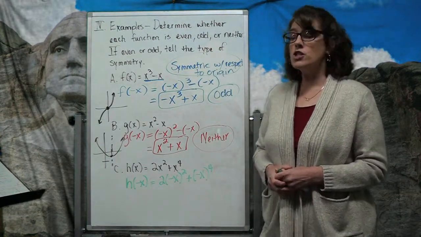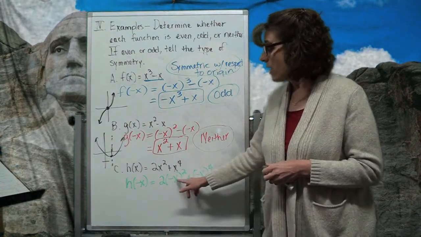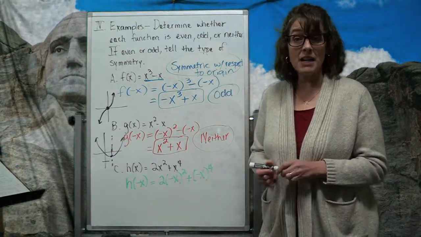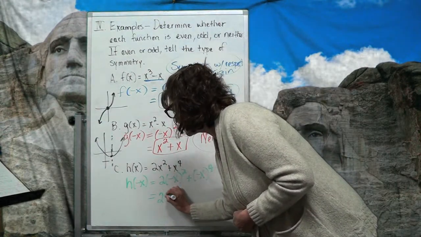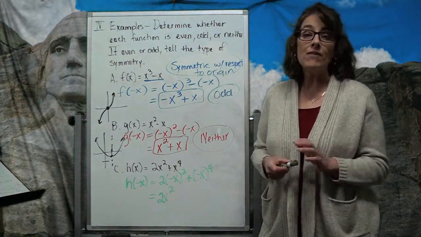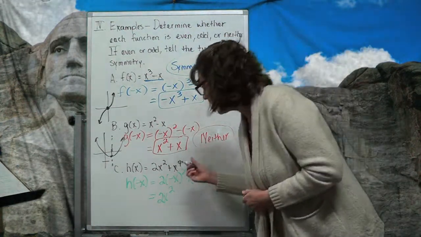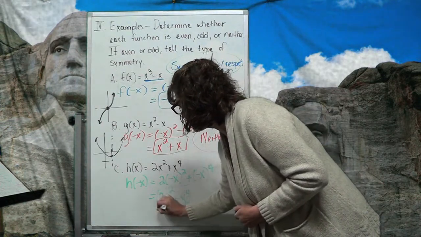follow order of operations. There's no big grouping symbols for parentheses. I do have exponents here and here. This exponent means negative x times negative x, which is positive x squared. So I end up with a 2x squared. And here, negative x to the fourth. Again, that's an even number of x's indicating positive. So I get a positive x to the fourth. So here is my ending function.